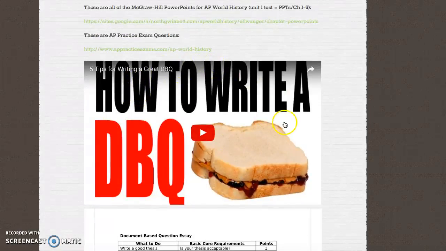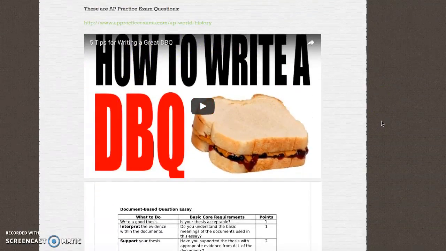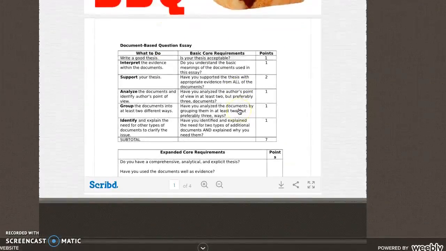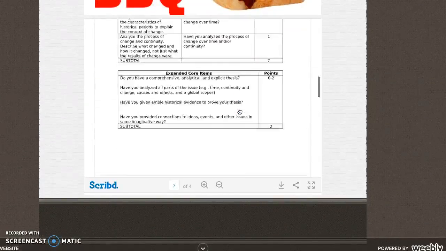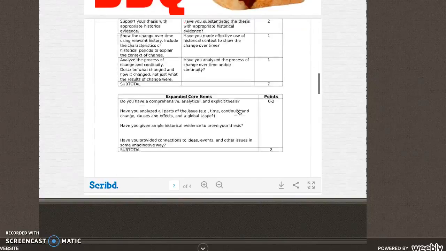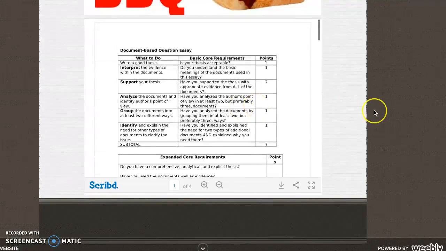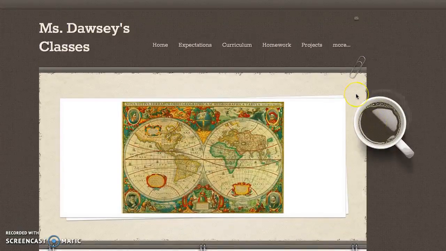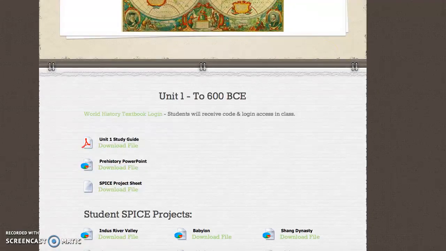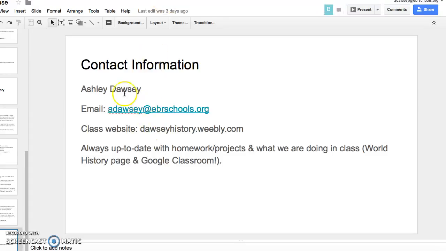This is good tips for writing a document-based question that we watched in class that the students asked if I could post. Here's some rubrics for document-based essays, and I think it has the comparative essay and the change over time essay in it as well. So this website is a really, really good resource for them to use, and I absolutely recommend that they do use it. Once again, this is my email address, adawsey@ebrschools.org.